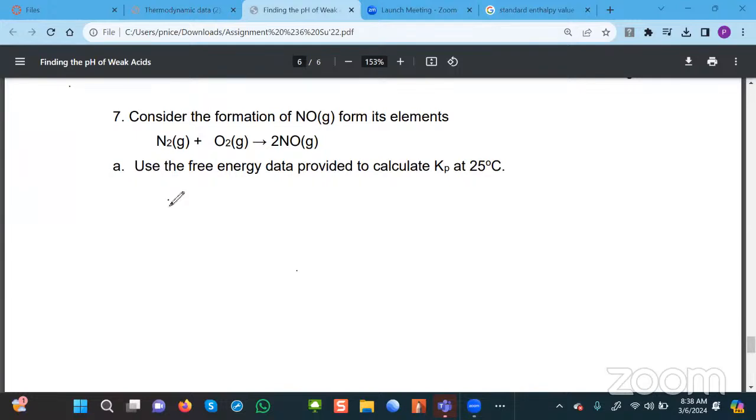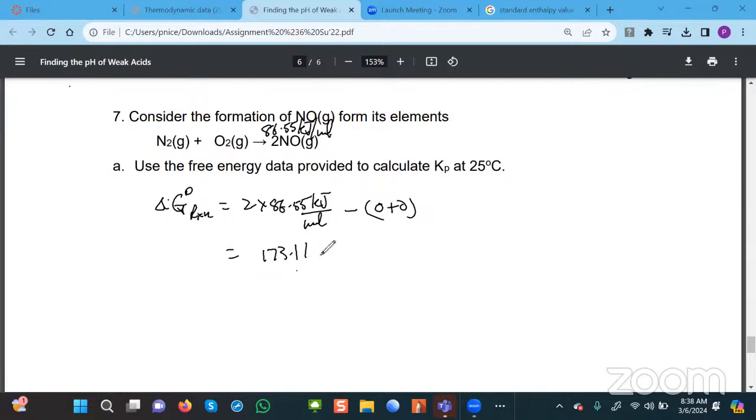Okay, so basically, this is 86.55 kilojoules per mole. That's the delta G value. So therefore, delta G for this reaction, standard, would be equal to 2 times 86.55 kilojoules per mole minus 0 plus 0. So let's see what that gives. 86.55 times 2. So that would be 173.1 kilojoules per mole. All right.